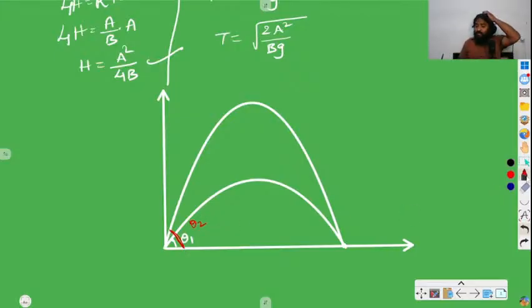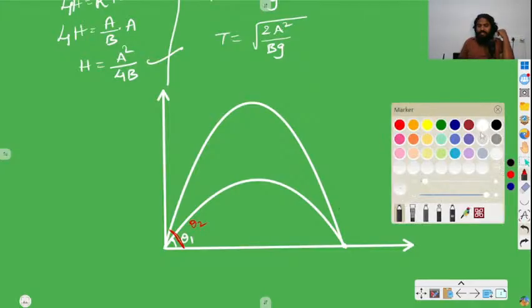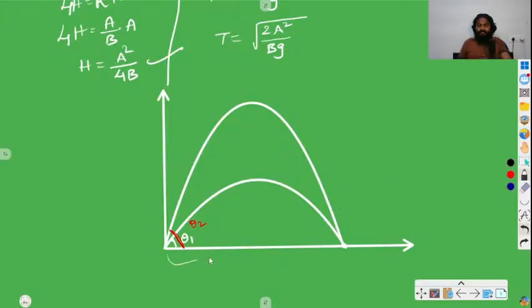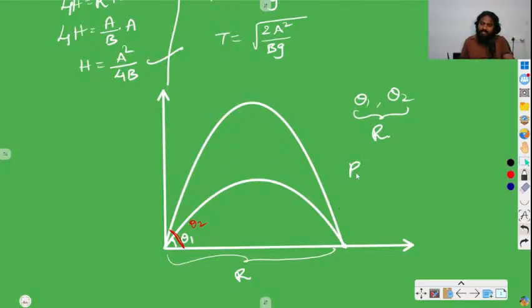Here if you observe carefully, in both the conditions the range is the same. So I can tell that for these two, theta 1 and theta 2, the range is the same. Now if you take the range equation, R is equal to u square sine 2 theta by g, right? u square sine 2 theta by g.